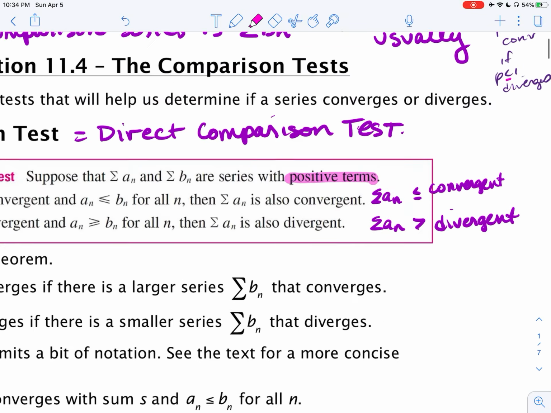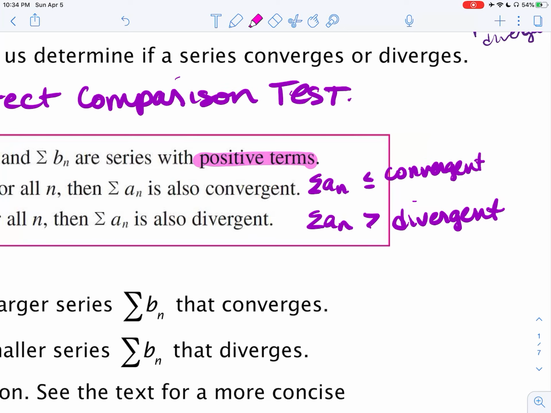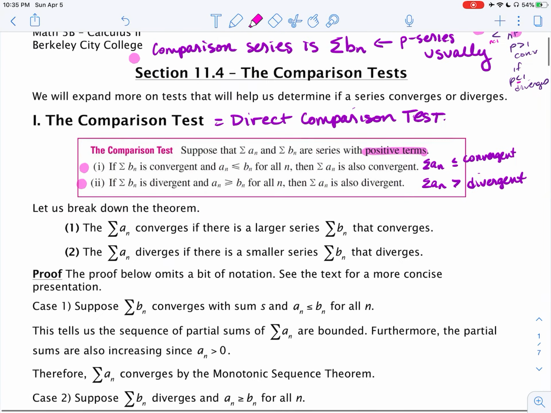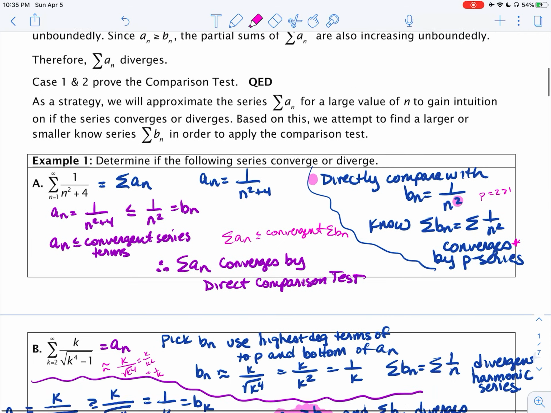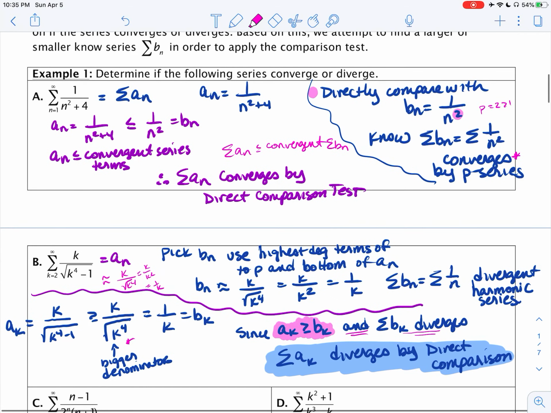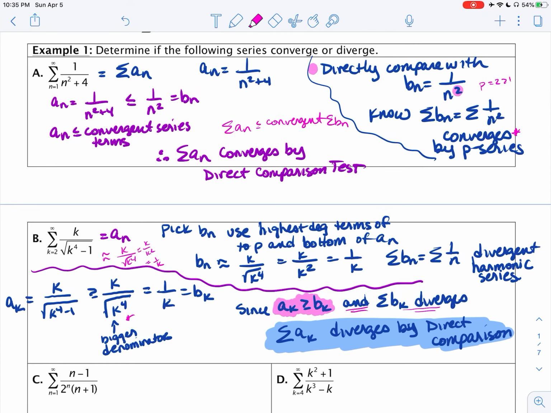So the criteria are: if your series is less than or equal to a convergent series, then your series converges. And if your series is bigger than or equal to a divergent series, then your series is divergent. So it does make use of that monotonic boundedness theorem. Let's go over a couple of these problems and how to use the direct comparison test.